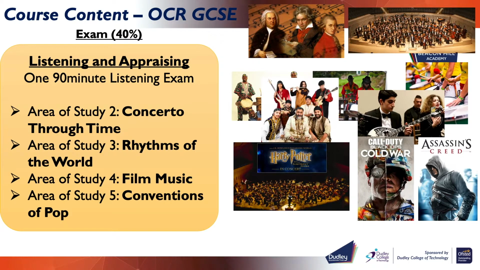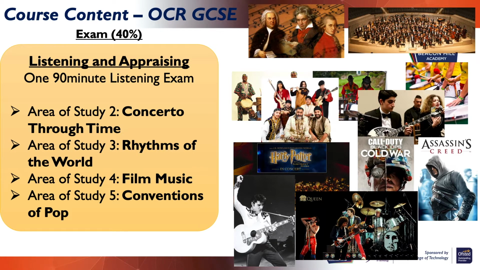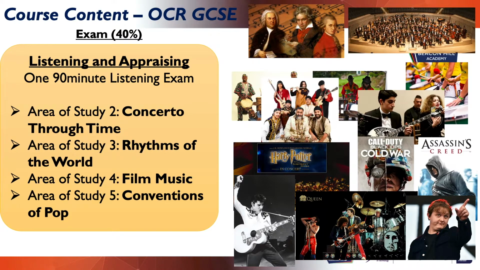Area of Study 5 is Conventions of Pop, where we'll look at the history of modern pop music, starting with rock and roll in the 50s and 60s, through to rock anthems of the 70s and 80s, and through to solo pop artists from the 90s to the modern day with the likes of Michael Jackson, Adele, Lewis Capaldi, and so on.